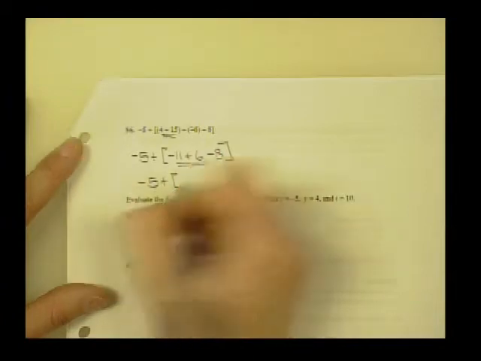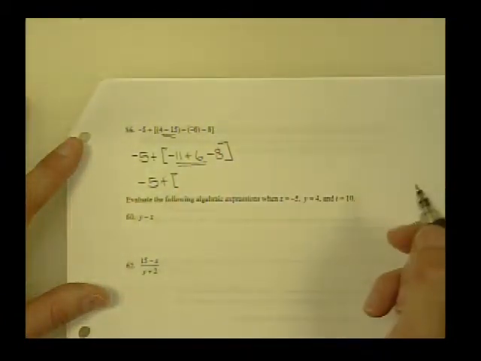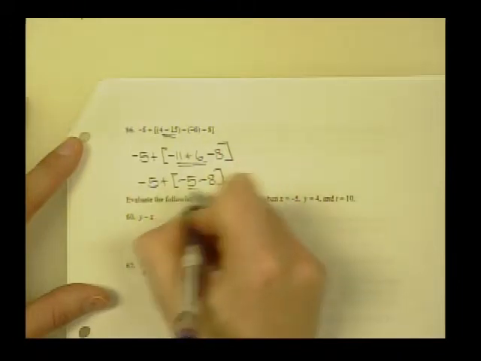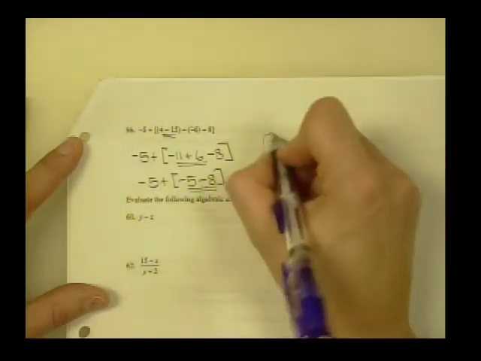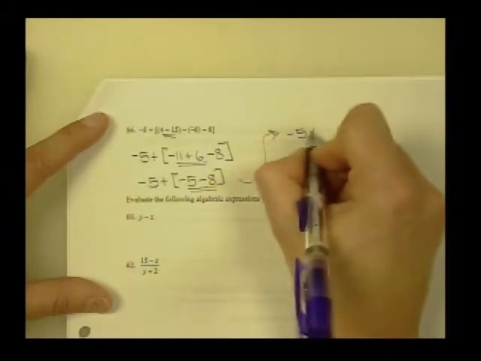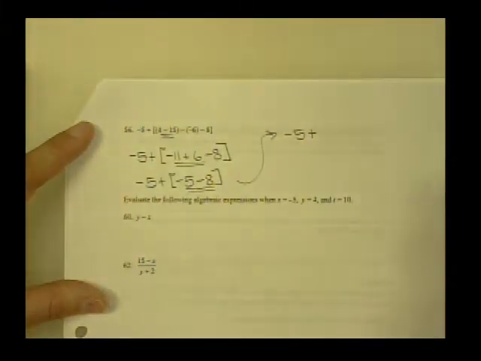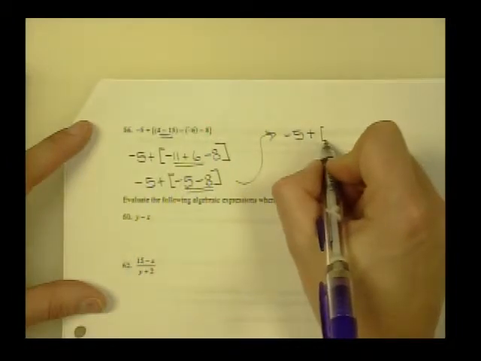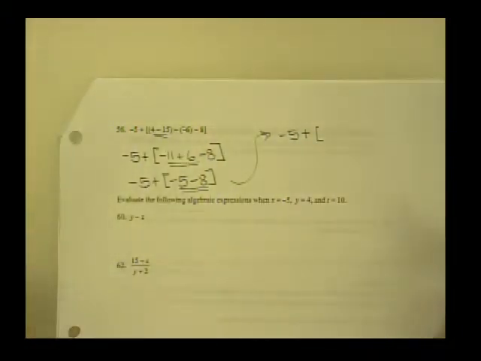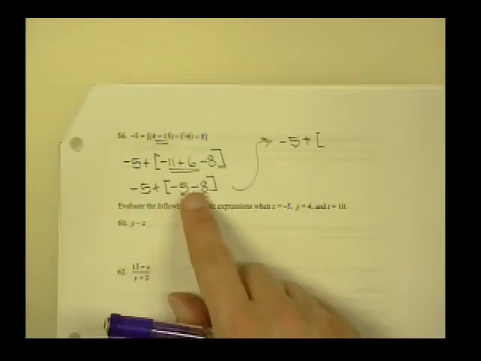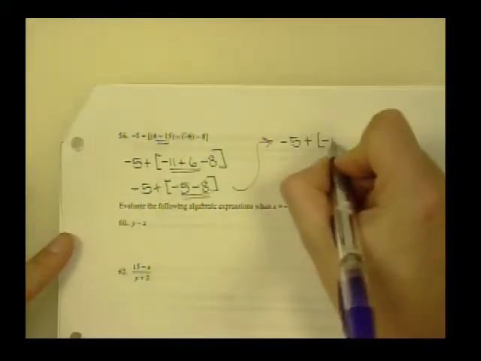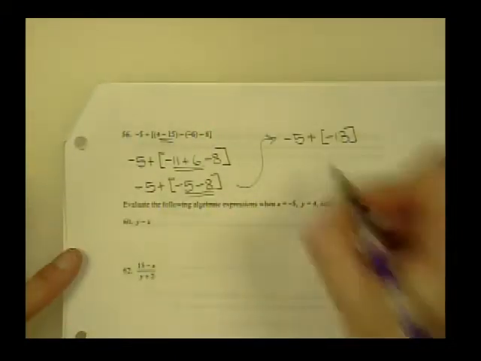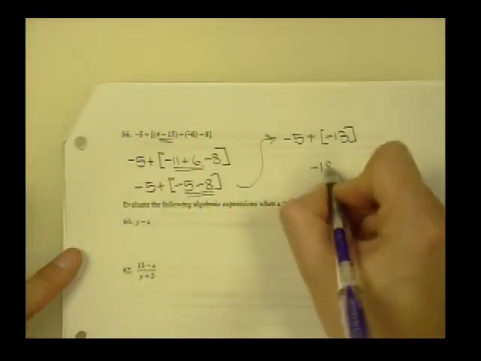So -11 plus 6 is -5. Minus 8, and so now it's just the subtraction inside the grouping symbols. So we have -5 plus... what? That's okay. -13, right? Because we lost $5 and then took away $8, so down 13. And then -5 plus -13 is -18.